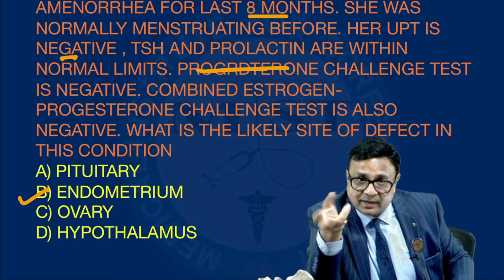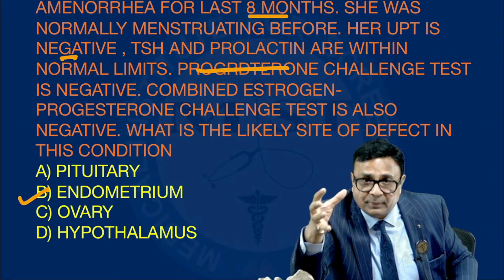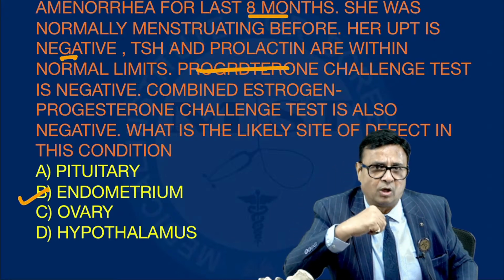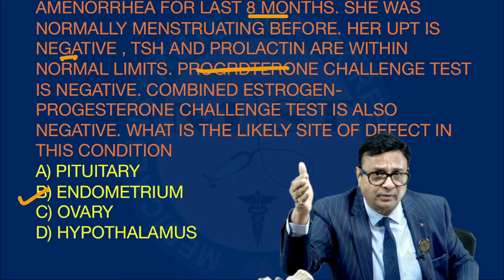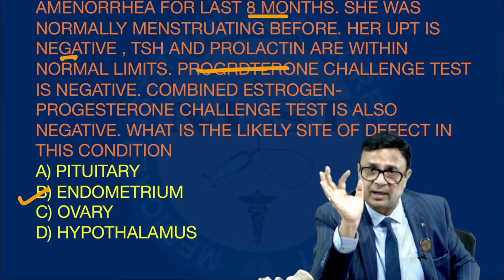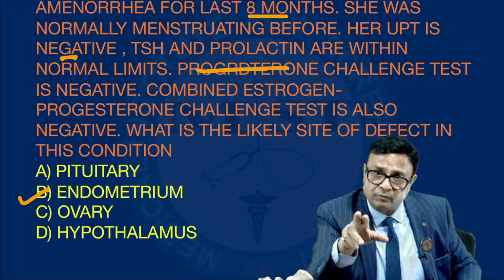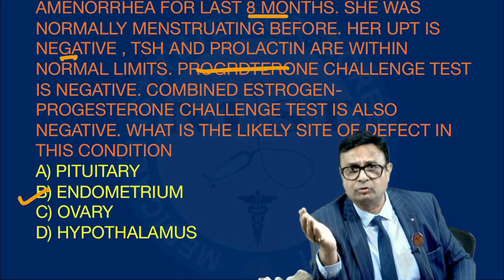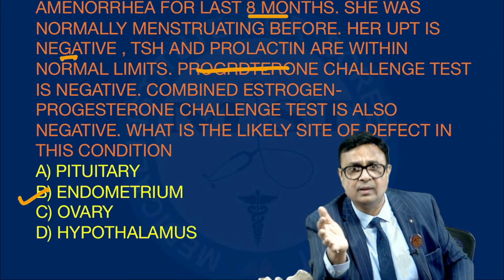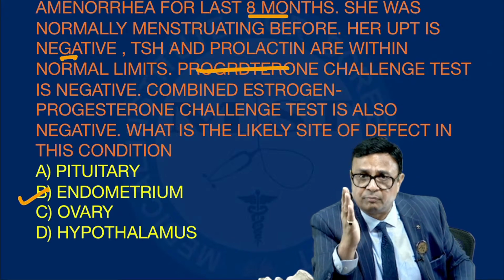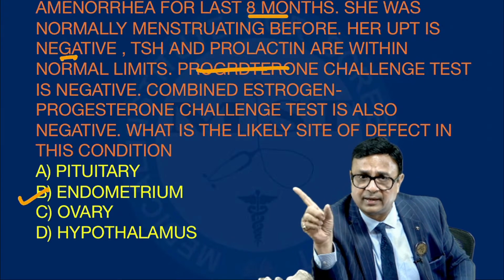So beta, the examiner can twist this question. A lady presents with secondary amenorrhea, UPT negative, TSH prolactin normal, progesterone challenge test positive, what is most likely? In the option, the examiner can put the word anovulation. Instead of anovulation, polycystic ovarian syndrome can also be there, because the most common cause of anovulation today is PCOS. Clear?